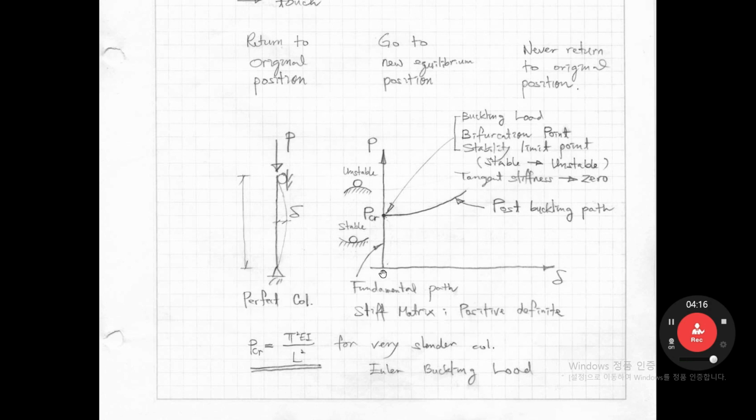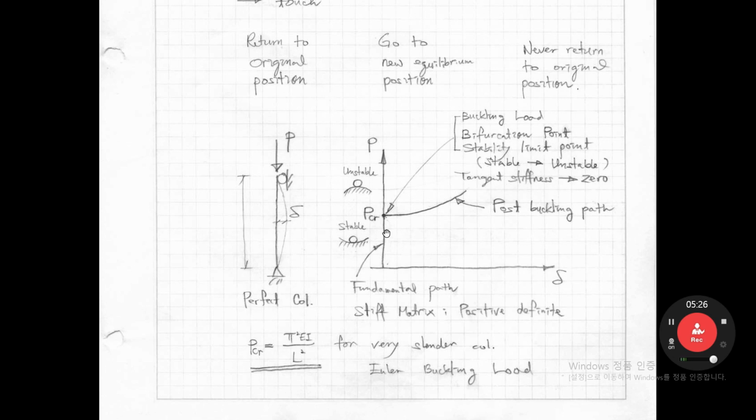Okay, so from here up to this PCR, we call it the fundamental path. And at this point, where this column buckles, we call this point the buckling node, or bifurcation point, or stability limit point. From this point, the stable state and unstable state bifurcate, so we call it the bifurcation point. It goes up or buckles like this.